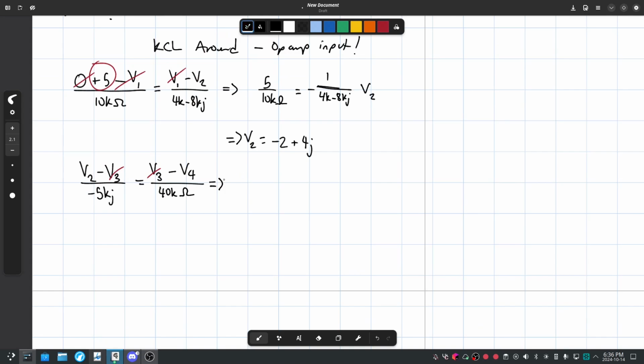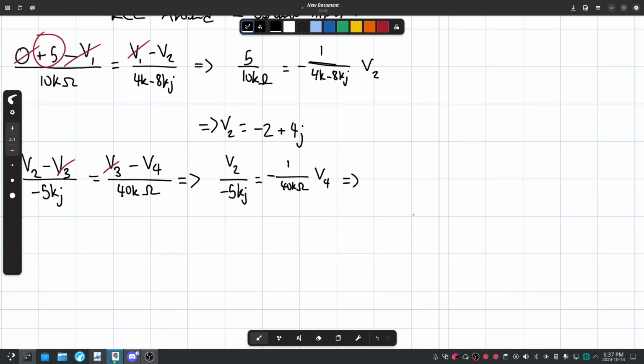And now we can, once again, simplify this. It's going to be V2, which we know, over 5 kJ is equal to -1 over 40,000 ohms, V4. Isolate for V4. You know how to do that. And what we'll end up with, did I do it here? Yeah, I did. We will end up with 32 plus 10J.